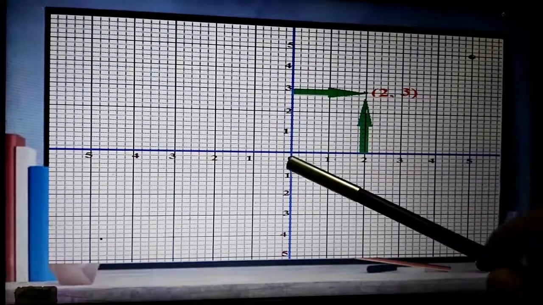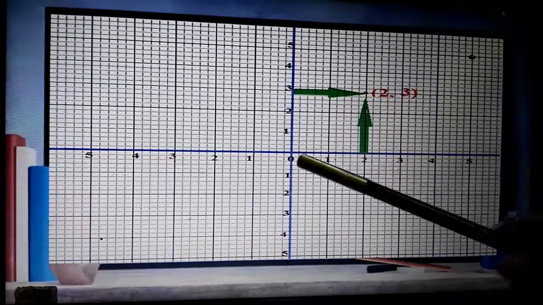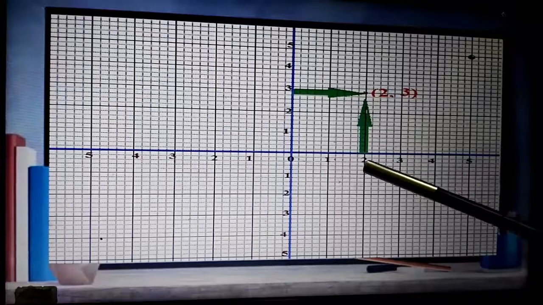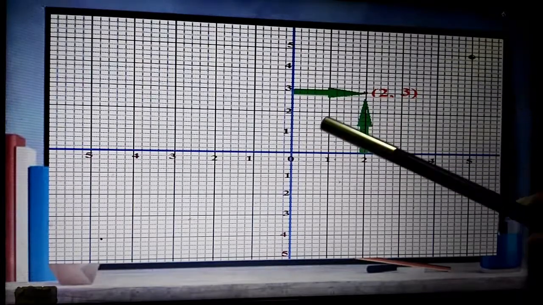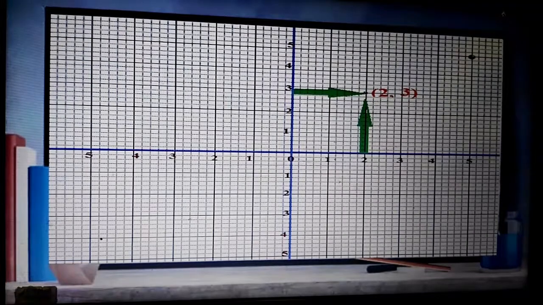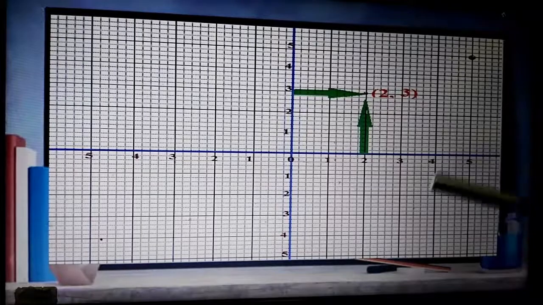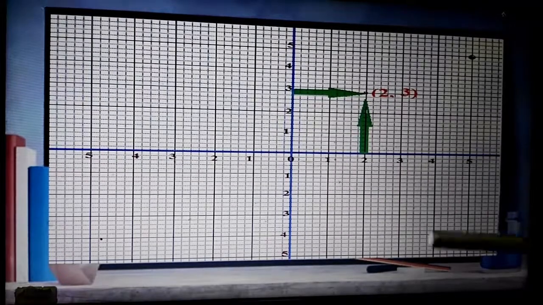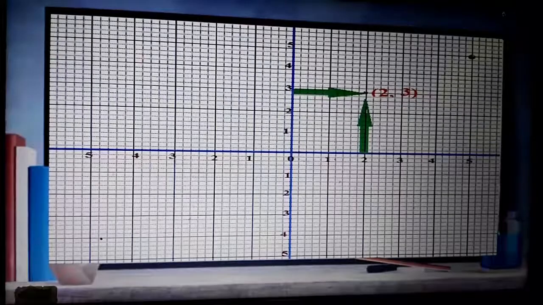Suppose that we have chosen 2 centimeters as 1 unit. 1 is here and 2 is here. Then this point will move from here to here. So the size will increase, but the shape and the position will remain the same, because the position and the shape depend on the coordinate points.